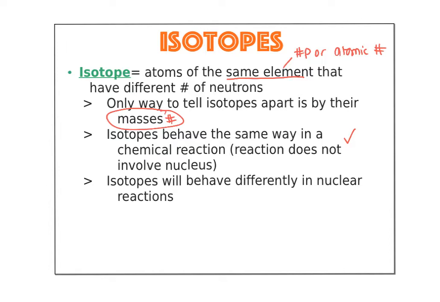They will not behave differently in chemical reactions because chemical reactions only involve electrons, and for isotopes, the electrons aren't different. Isotopes will act differently in nuclear chemistry, which we will study later this unit. Because nuclear reactions involve the nucleus, and what's different about isotopes? The number of neutrons in the nucleus.